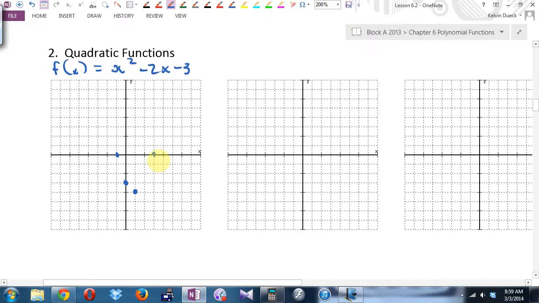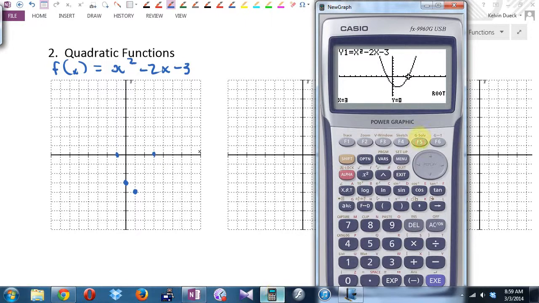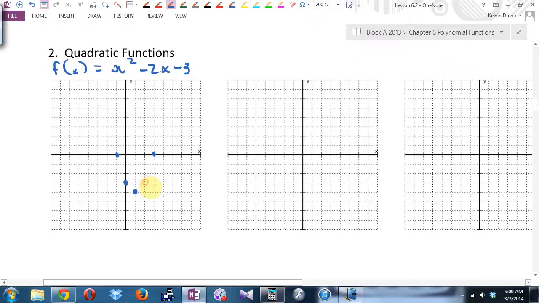You can, if you want to, find more points, and the way to do that is if you go to the G-Solve menu and then arrow sideways, you can do a y calculation. A y calculation says, if you give me an x, I'll give you the y. So if you go F1, you might say, when x equals 2, what's another point on this graph? 2, -3. I've got the shape. It looks like this.